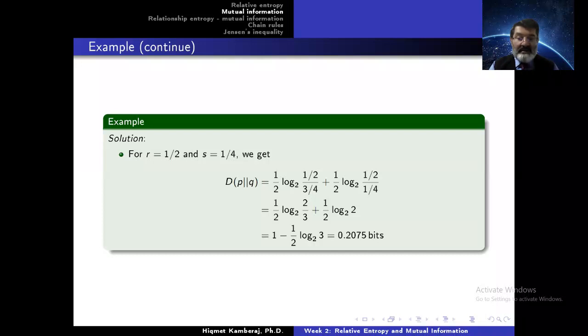Then we finally arrive at the final term, which is equal to 1 minus 1/2 log base 2 of 3. Moreover, this is equal to 0.2075 bits. I also want to mention that, arriving at the third line, we have used the property of the logarithm on the second line, where log base 2 of 2/3 is equal to log base 2 of 2 minus log base 2 of 3.